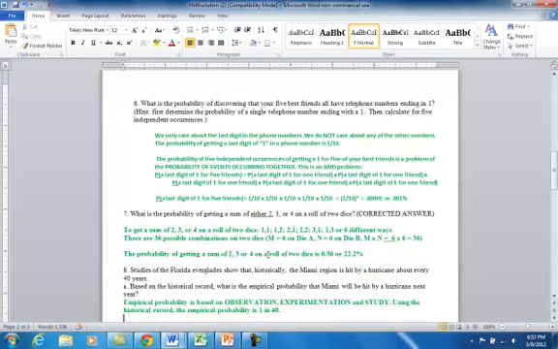Okay, so the probability of a single telephone number ending with 1 is, so how many numbers can we have? We have 0 to 9, so 10 digits. So 1 out of 10 is the probability that that last digit is going to be 1. So what we want to do is calculate the probability of these five friends having this independent event of a 1 being their last number. All right. So it's a probability of events occurring together.